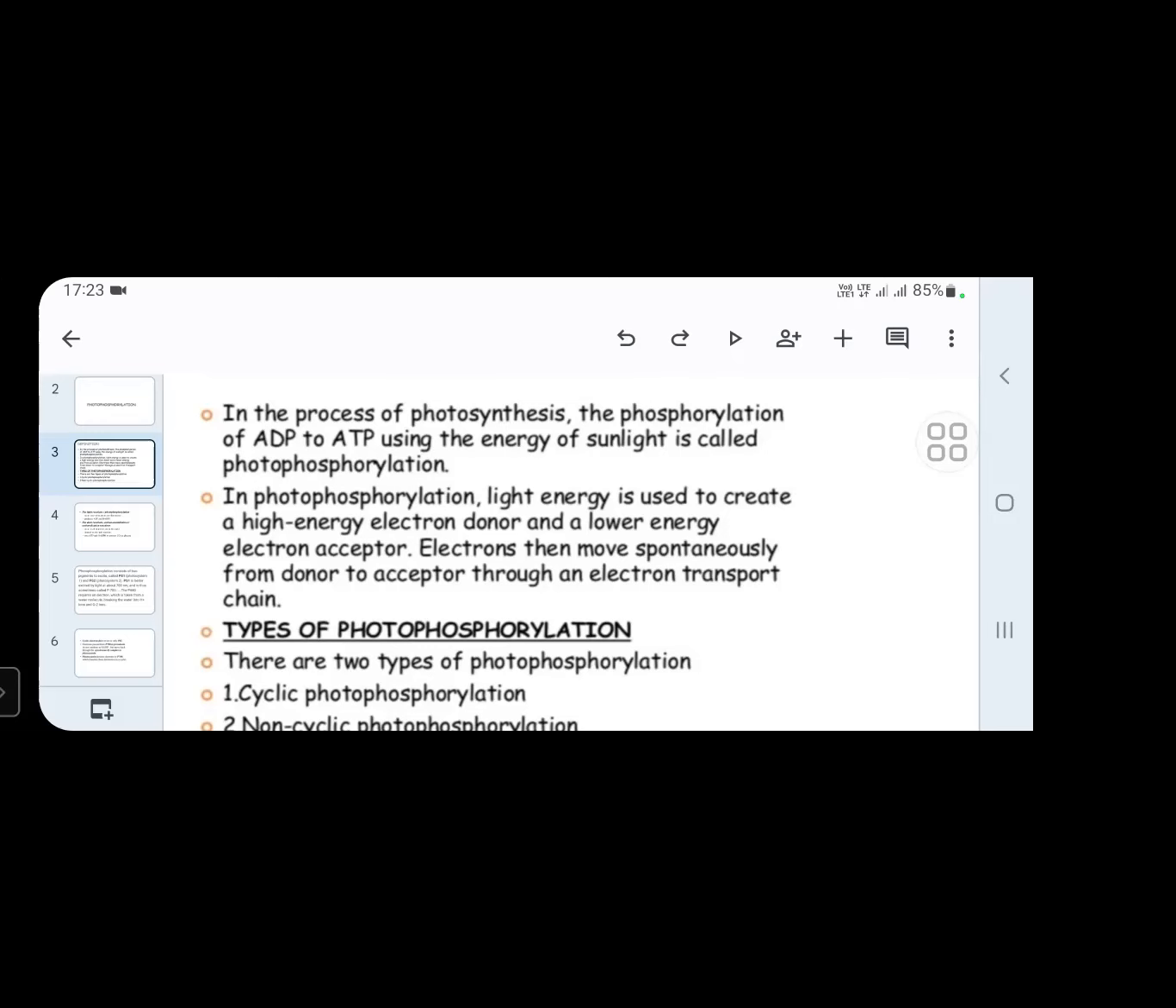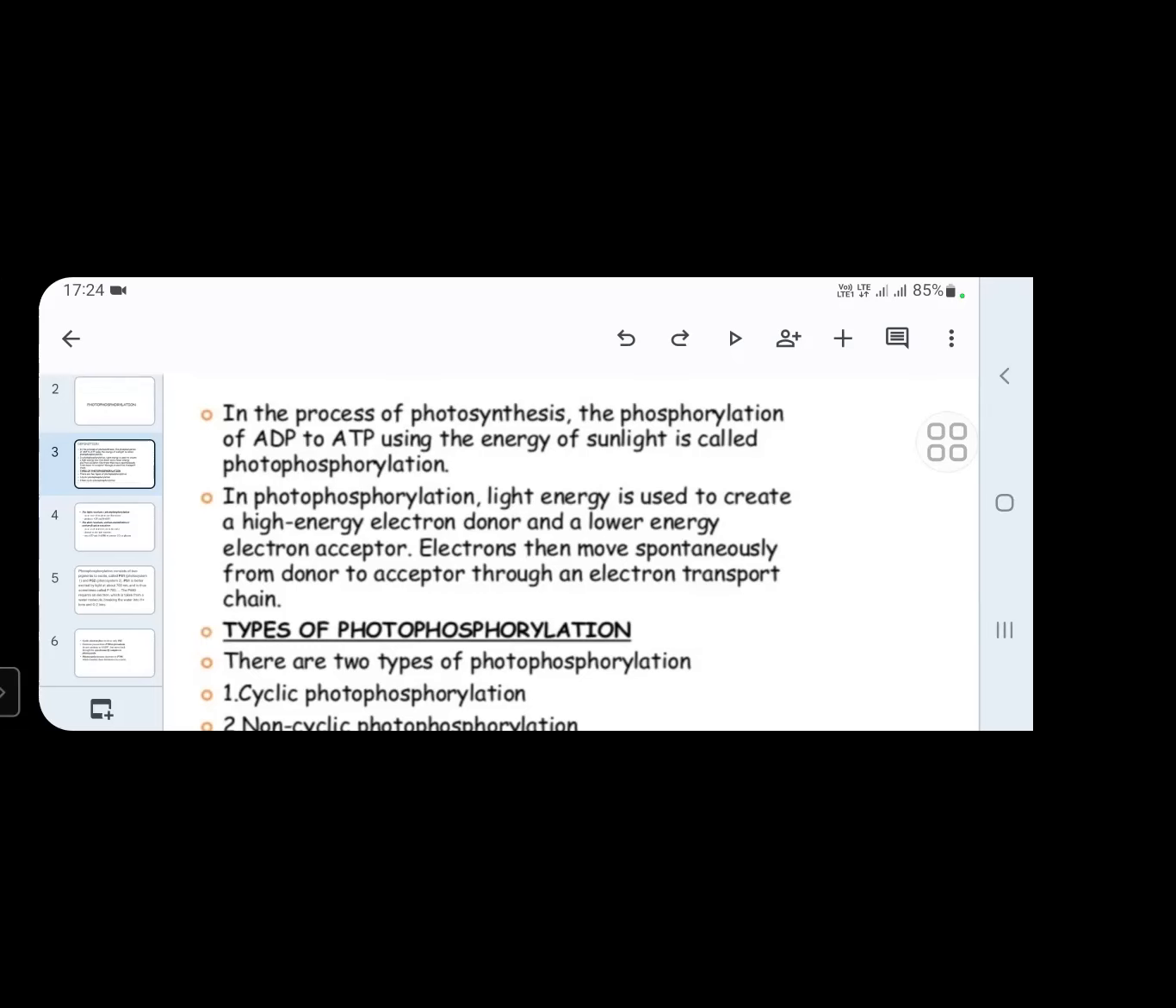So photo means in the presence of light. Phosphorylation means ADP combined with inorganic phosphate to convert into ATP. That is the phosphorylation. It was first demonstrated by Arnon. Arnon demonstrated that chloroplasts produce ATP in the presence of light. So that process of ATP synthesis is also known as photophosphorylation or photosynthetic phosphorylation.